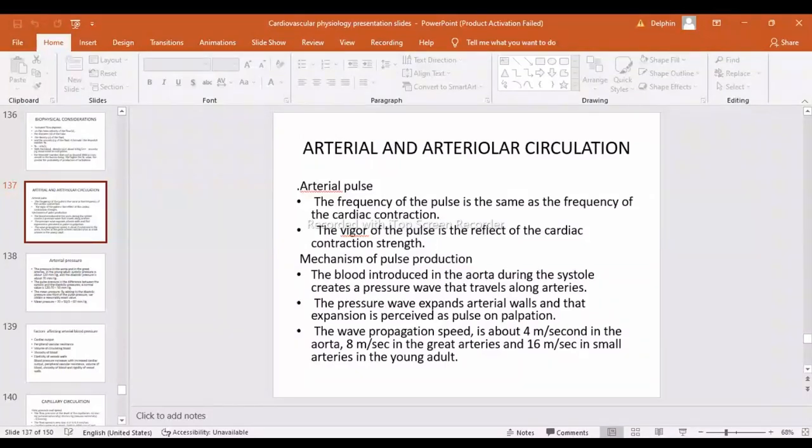The wave propagation speed is about 4 meters per second in the aorta, 8 meters per second in great arteries, and 16 meters per second in small arteries in the young adult. As you see, the more you get to small blood vessels, the more the speed is increased.